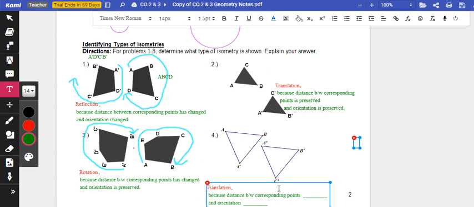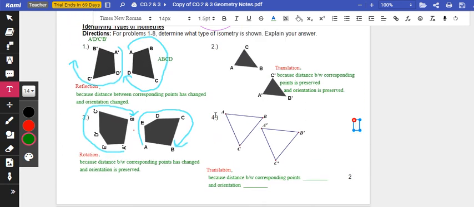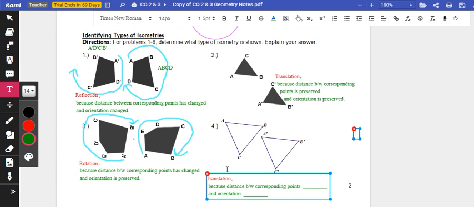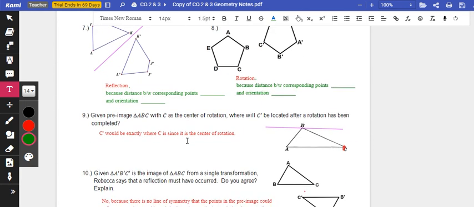For our in-class learners, we're going to talk more about these in class. For my online learners, I want you to try these on your own, and I will post the answer key for this section. If you have any questions, just let me know.